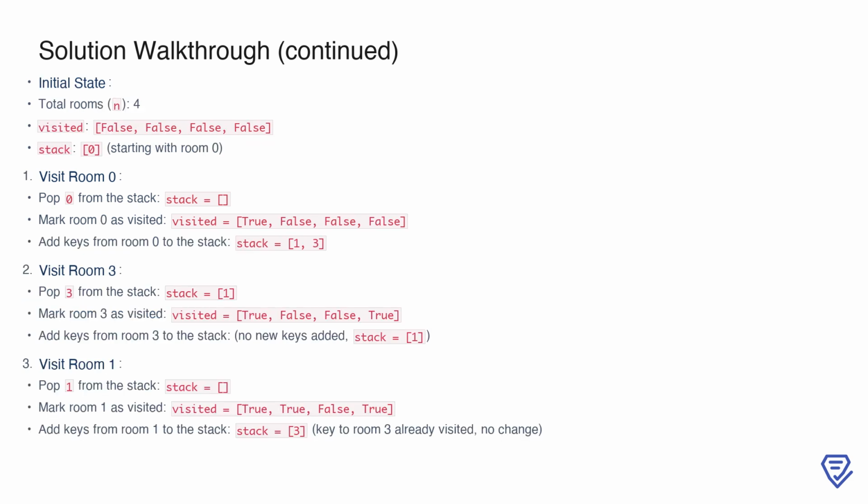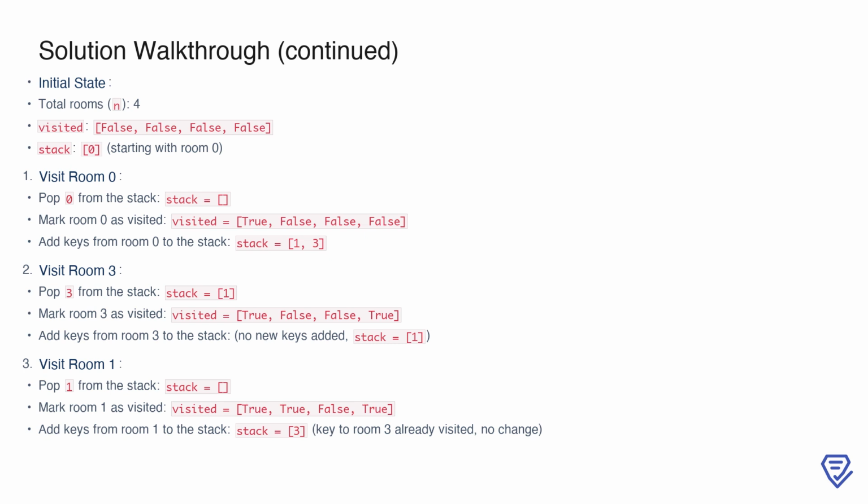In example 2, we have a different input, rooms equals [[1, 3], [3, 0, 1], [2], [0]]. Here, the total number of rooms remains 4, with the initial visited array as [false, false, false, false], and the stack starting with room 0, so stack equals [0]. First, we visit room 0, popping it from the stack to get an empty stack, and mark it as visited, updating visited to [true, false, false, false].